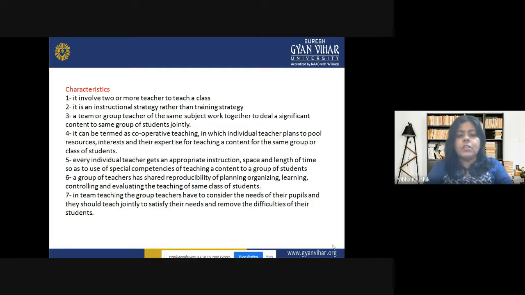In team teaching, the group teachers have to consider the needs of their pupils. What are the specific needs of the particular students, and they should teach jointly to satisfy their needs. Means all the teachers should work in this direction so that they can satisfy the different needs of the learners and remove the difficulties which the students are facing in that particular subject.